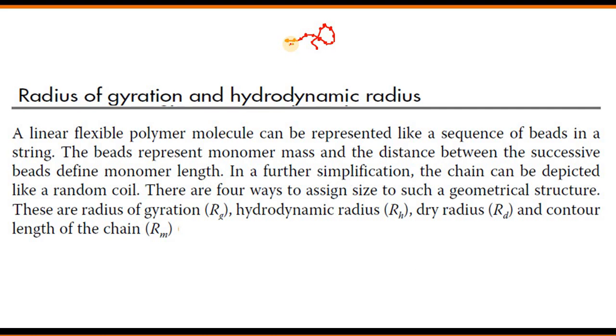So that is one way of talking about these chains, right? In terms of these chains, we will define certain quantities like radius of gyration, hydrodynamic radius, which is sometimes denoted as RH. So let us just remember the notations. Rg is a standard notation for radius of gyration, RH a standard notation for hydrodynamic radius. I will define all these quantities. Dry radius Rd, and contour length of the chain Rm. So these are basically the four basic lengths associated with any polymer chain.